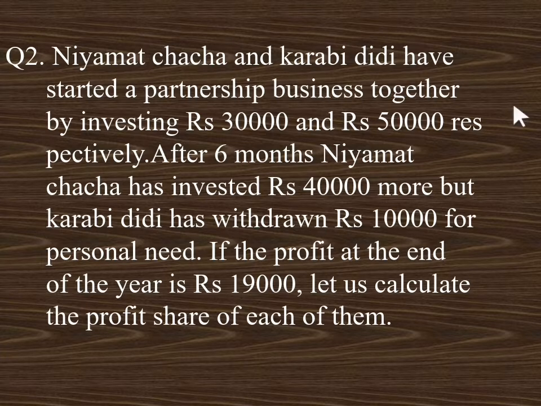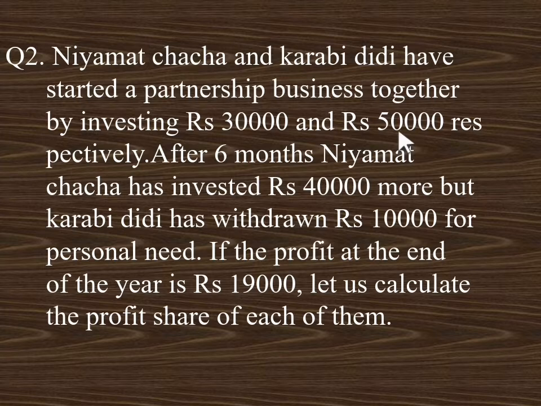So here in this question, rupees 30,000 is the capital of Niyamat Chacha for 6 months, and for the remaining 6 months he invested rupees 40,000 more. That means 30 plus 40 equals 70,000 for the remaining 6 months of the year.